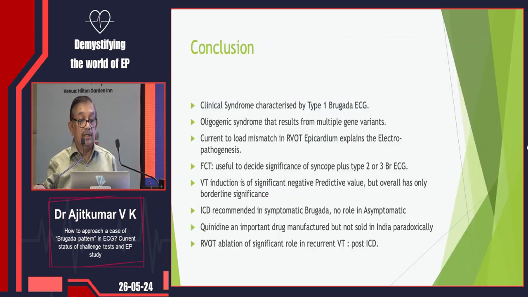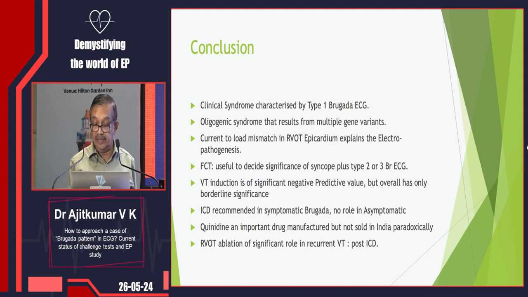So in conclusion, the clinical syndrome is characterized by type 1 Brugada ECG. It is an oligogenic syndrome that results from multiple gene variants. The current concept is current load mismatch in the RVOT epicardium. Ajmaline challenge test is useful to decide the significance of syncope. And VT induction carries a significant negative predictive value, but overall has only borderline significance. ICD is recommended in symptomatic Brugada, no role in asymptomatic. Quinidine is an important drug, manufactured in India, but not available in India. Thank you.